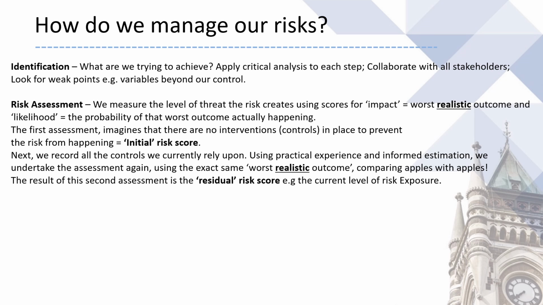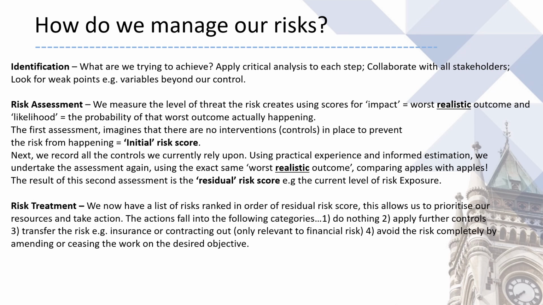Once we've done that, we repeat the exercise, but this time we do consider the controls that we have in place. What do we currently have in place to stop that worst realistic outcome from taking place? It's important that we use the same worst realistic outcome so that we're comparing apples with apples. And the score that we get this time is the residual risk score. And this is the important score for the organization. It represents the actual score that we're currently exposed to.